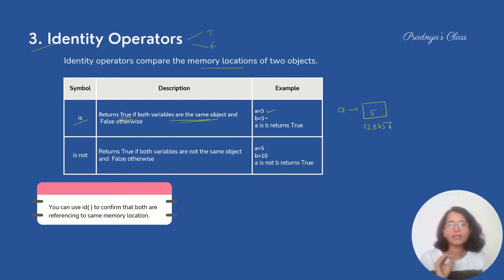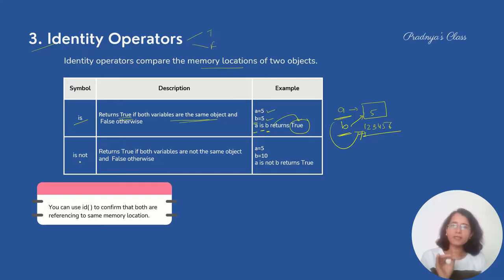Now with the second assignment statement, it is clear that the value of B is same as A. So B is also pointing to 5, which will have same address. So when we apply the is operator on A and B, it will return true because the memory address for both of these variables is same.